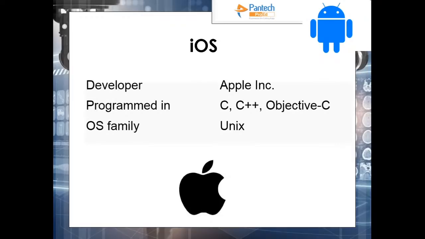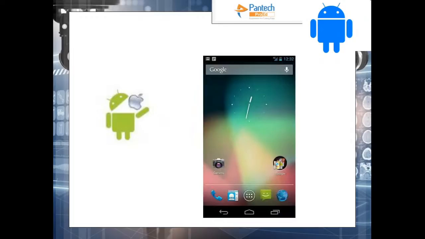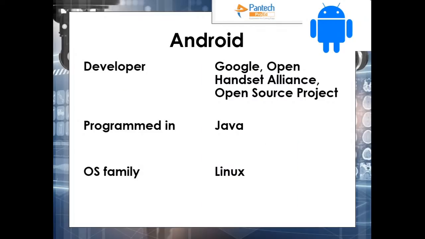Then Apple OS is produced with C++ and Objective-C. It's from the Unix family. Now we come to Android. The programming language used for Android is Java, and the developer is Google.